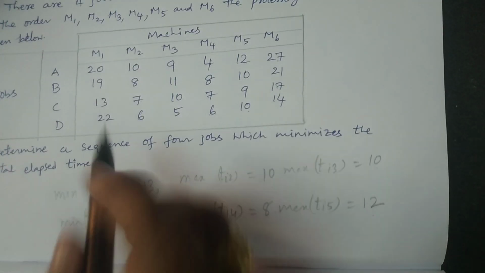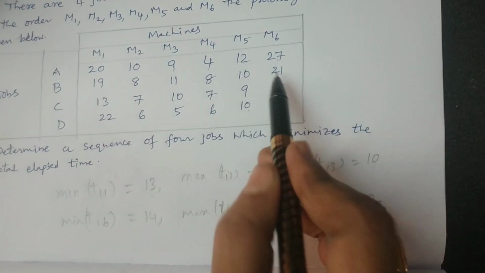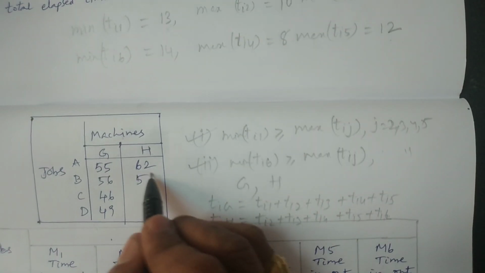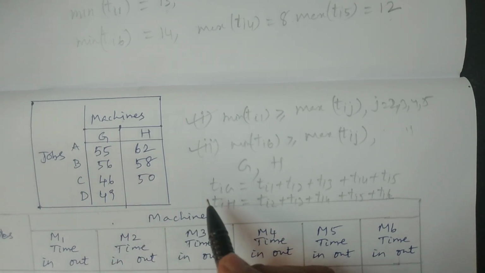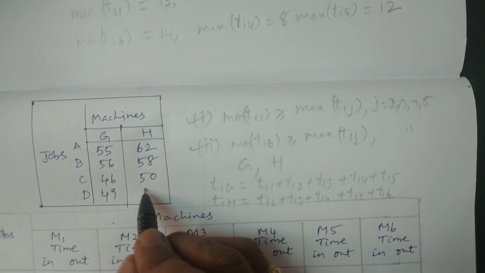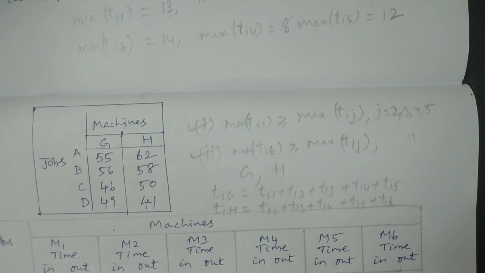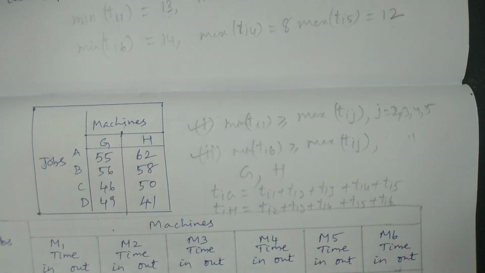Similarly, you have to add 8 plus 19, 8, 11, 8, 10, 21. You have to add the processing times. You will get the processing time 58 like that. You have to add the remaining processing times for job C and job D, 50 and 41. So these are the processing times for machines G and H, which are called dummy machines.